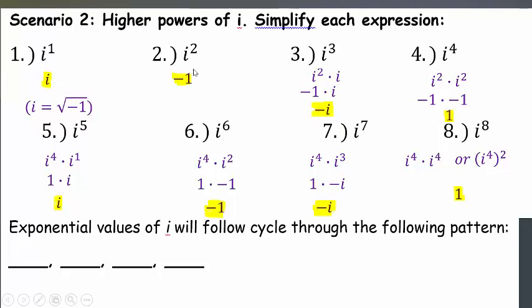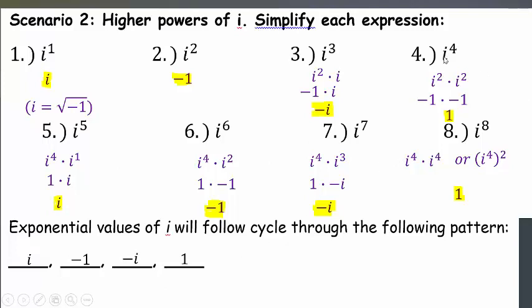So the idea is I want you to observe a pattern that's going on here. We got i, negative 1, negative i, 1. i, negative 1, negative i, 1. If you notice, these answers match, and that's going to happen every 4 times. You're going to cycle through the same numbers every 4 times: i, negative 1, negative i, 1, and then that just repeats.